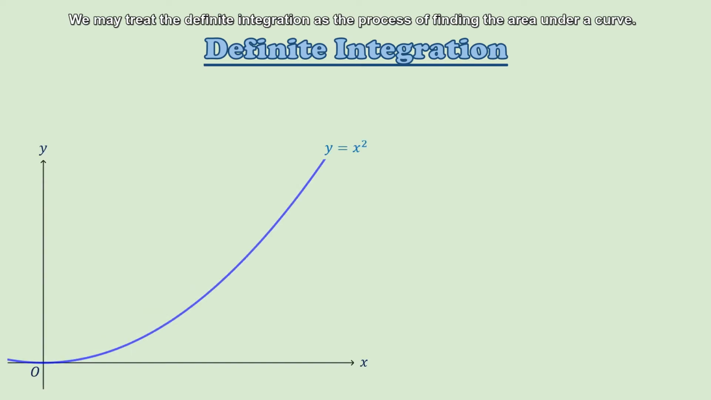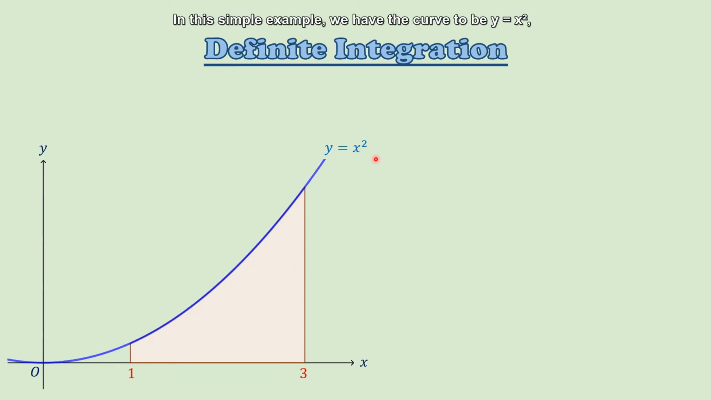In this video, I'm going to talk about the concept of definite integration. We may treat definite integration as the process of finding the area under a curve. In this simple example, we have the curve y equals x squared, and we want to find the area under the curve from x equals 1 to x equals 3.